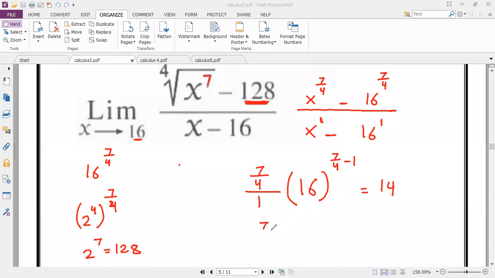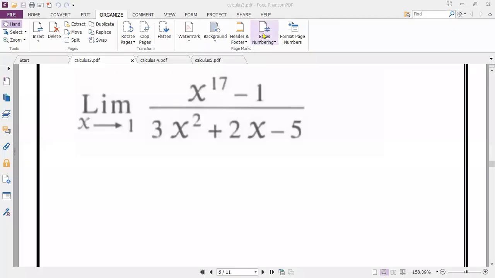If you don't want to use the calculator, it's 7 over 4, it's 16, and 7 over 4 minus 4 over 4, it's 3 over 4. Okay. So it's 7 over 4 times 16, which is 2 to the power of 4, all raised to the power of 3 over 4. So it will be 7 over 4 multiplied by 2 to the power of 3, which is 8. So 8 divided by 4, 2 times 7, it's 14. Let's go to the next one.